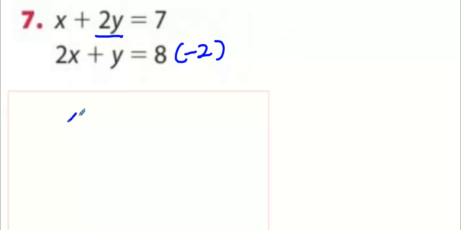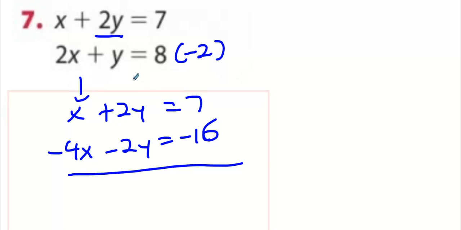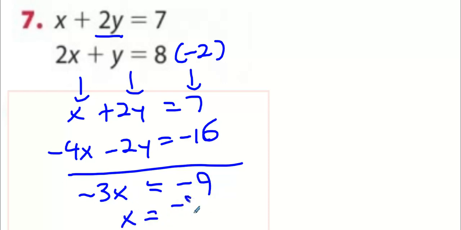So what we'll get is x plus 2y equals 7. Multiply the bottom one by minus 2, we get minus 4x minus 2y equals minus 16. We add downwards, and what we get is x take away 4x is minus 3x, 2y take away 2y is cancelled, 7 take away 16 is minus 9. Divide minus 9 by minus 3, and you get an x value of 3.